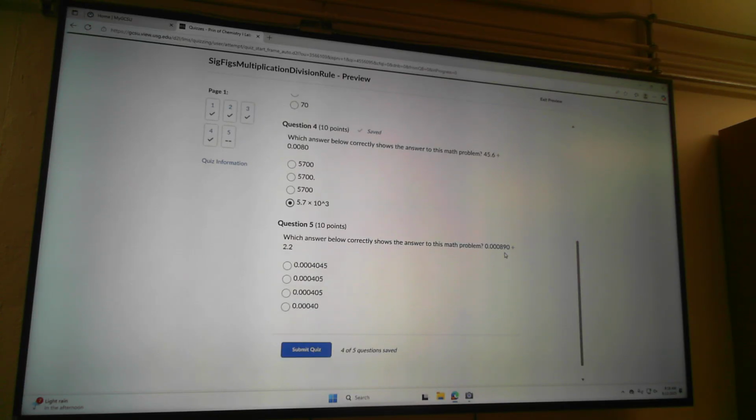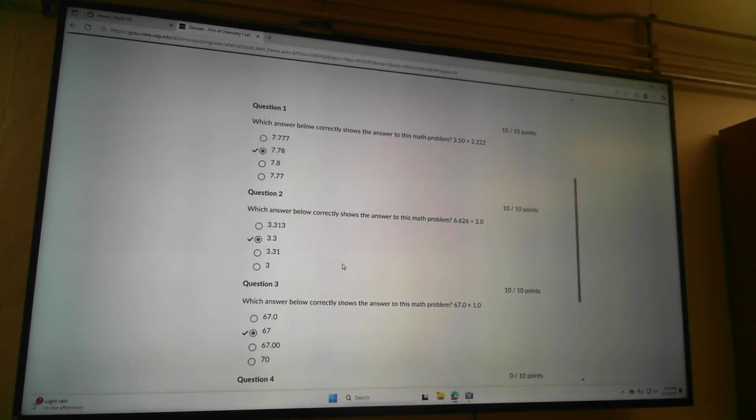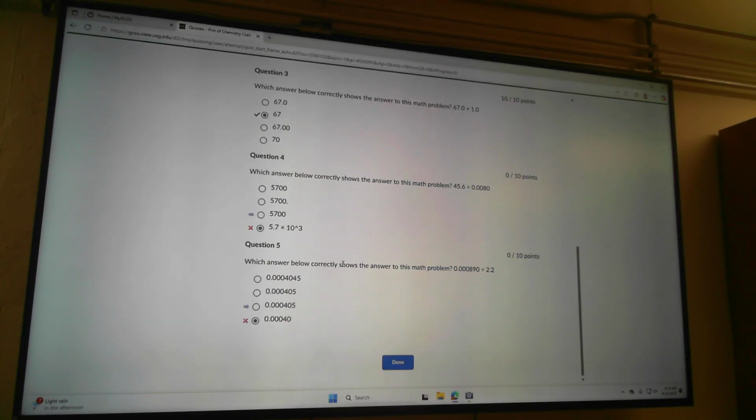All right, this is how many significant figures? 3. That one's 3. And there's 2. So our answer needs to be in 2. And there's only one of these. Yep, there's only one of these that has 2 significant figures. Submit quiz. And you should get this. Check your answers. That's wrong. I need to put the number of the answer down here. So, all right.